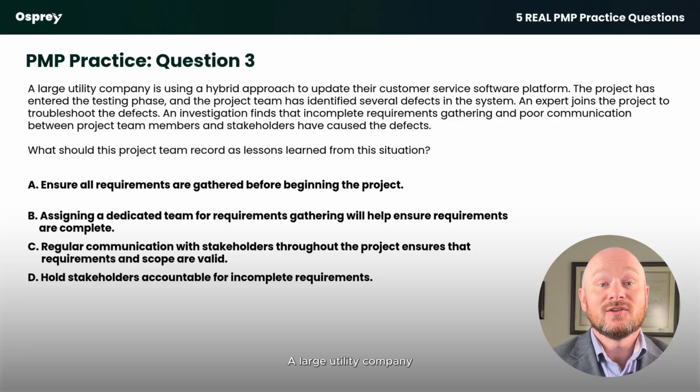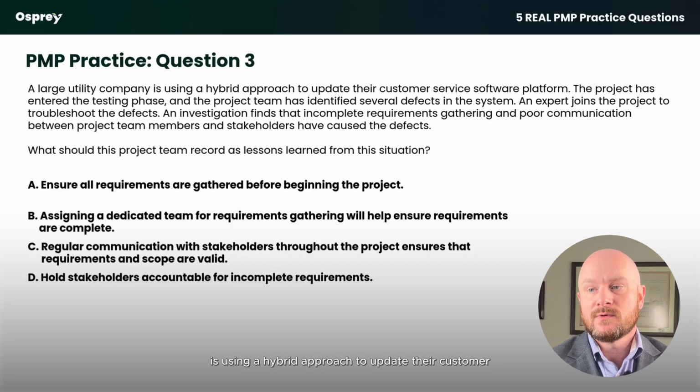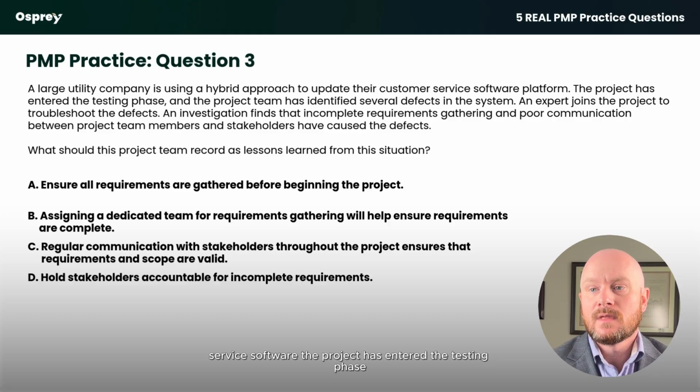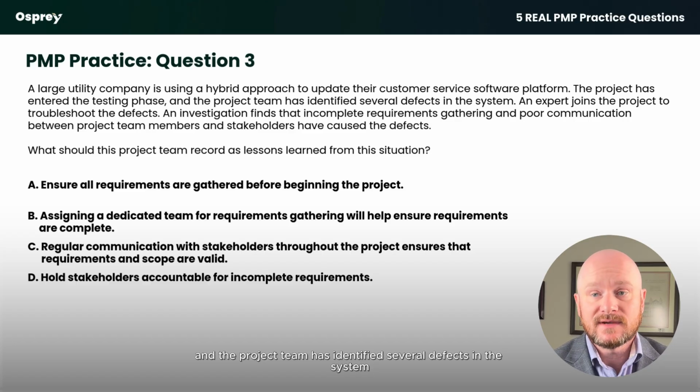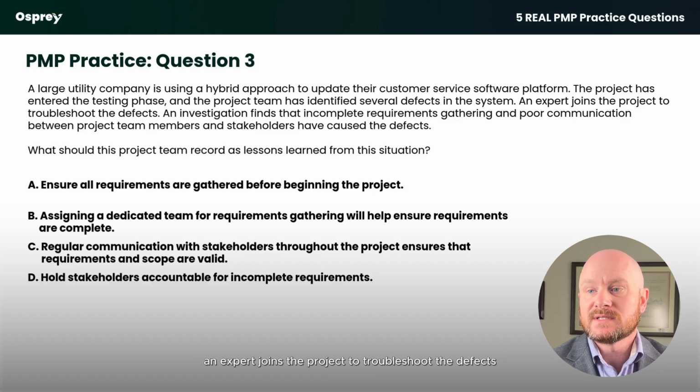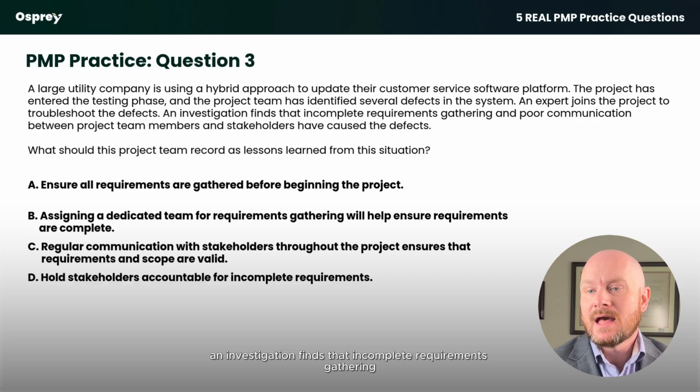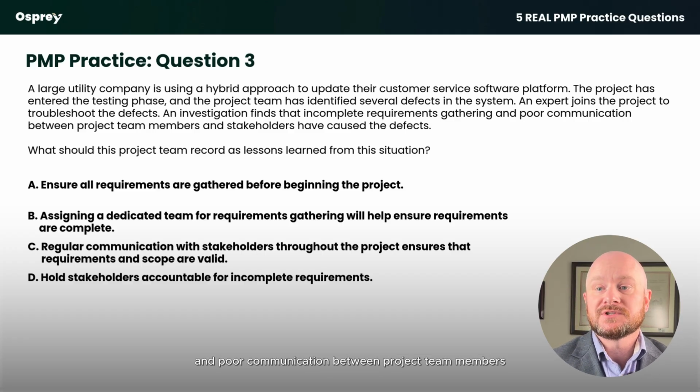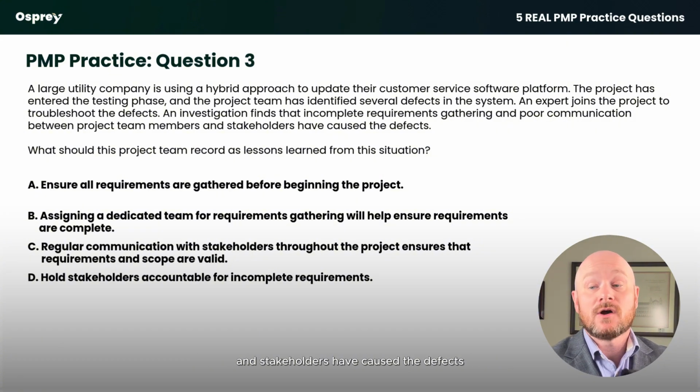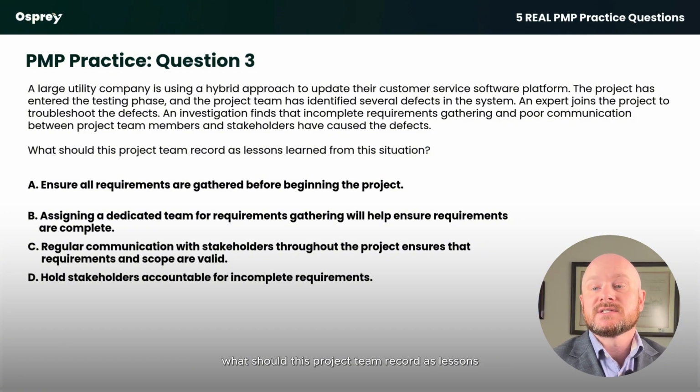A large utility company is using a hybrid approach to update their customer service software. The project has entered the testing phase and the project team has identified several defects in the system. An expert joins the project to troubleshoot the defects. An investigation finds that incomplete requirements gathering and poor communication between project team members and stakeholders have caused the defects. What should this project team record as lessons learned from this situation?